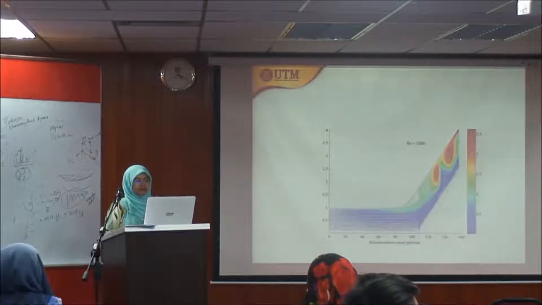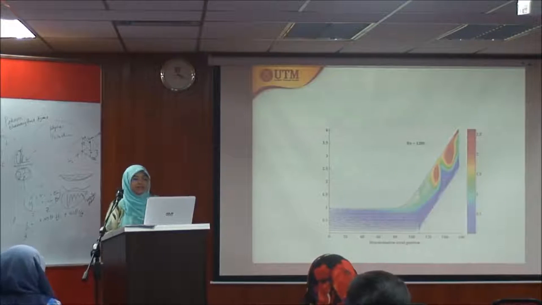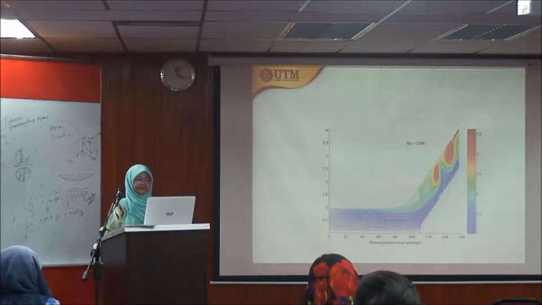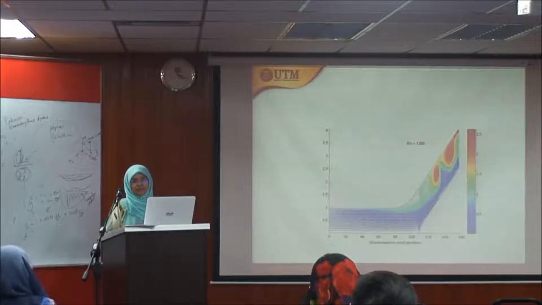So this is 1,200. If it is bigger, it becomes turbulent. This is an example in the trachea. Airflow in the trachea. For blood flow, we cannot have up to 1,200. It's small.